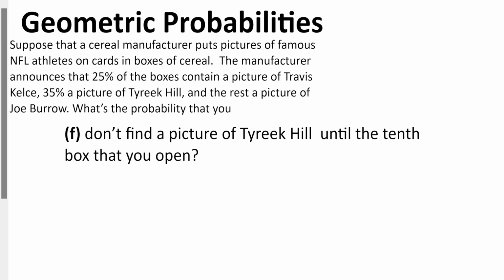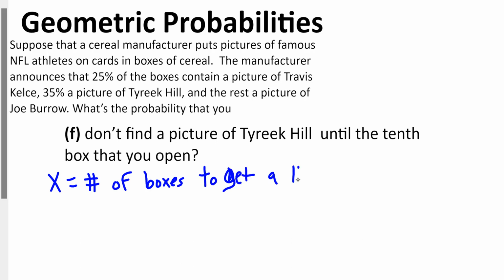So let's look at this example. Same situation. Let's say, what's the probability that you don't find a picture of Tyreek Hill until the 10th box you open? Now, if you know me, I don't want to write out 0.75 times 0.75 over and over again. I'm going to use this formula. But before I get to that, anytime we have an FRQ, anytime we have anything where work is required, we want to state what we're looking at. So X is the number of boxes to get a Hill picture. Now we're looking at Tyreek Hill. A Hill card.